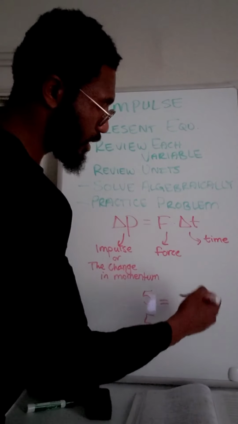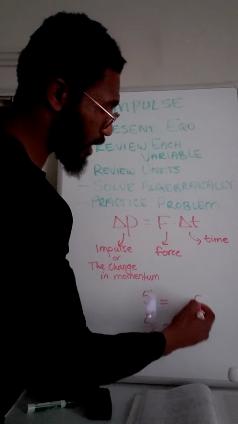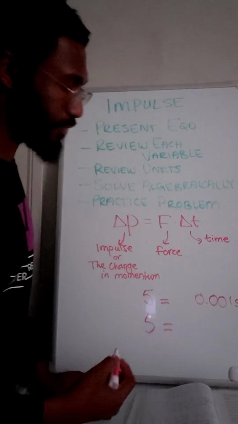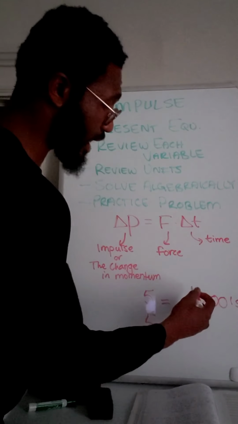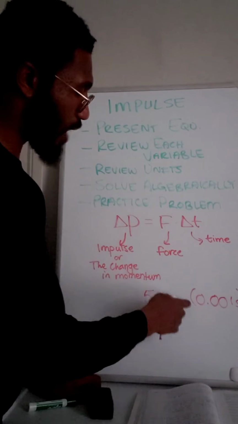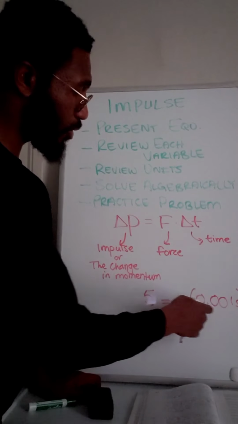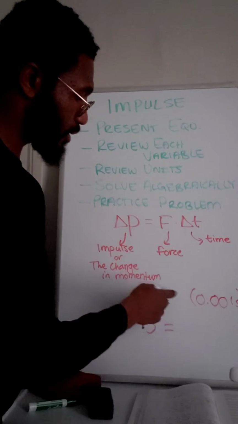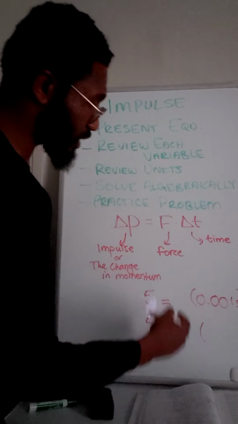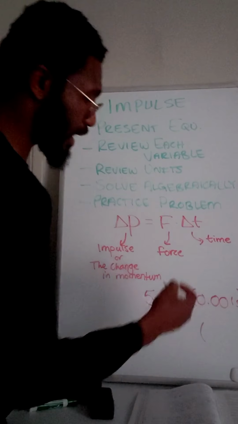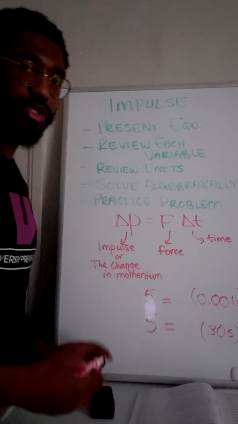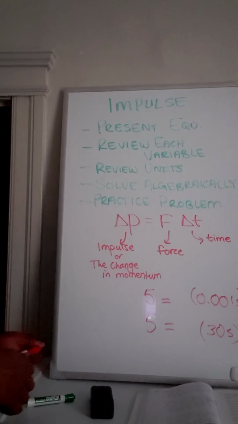But let's say the time the truck hit the brick wall was 0.001 seconds, okay? That's how much time the truck was in contact with the wall. So we're going to figure out what force we need in order for this to still equal 5, okay? Now, if we look on this other side, let's say it was 30 seconds, right? For the driver to slowly step on the brakes, all right?